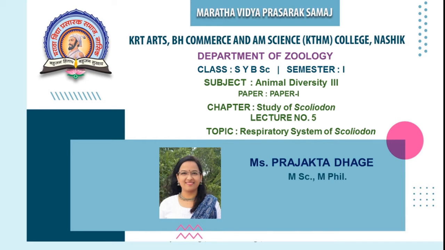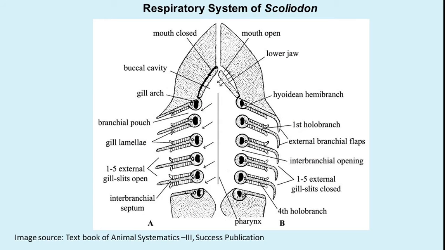Okay, let's begin. Now, Scoliodon is an aquatic animal who is adapted to respire in water. They get dissolved oxygen from water by specialized vascular organs known as gills, which are borne by gill pouches located on either side of the pharynx. The respiratory system comprises of respiratory tract and respiratory organs.